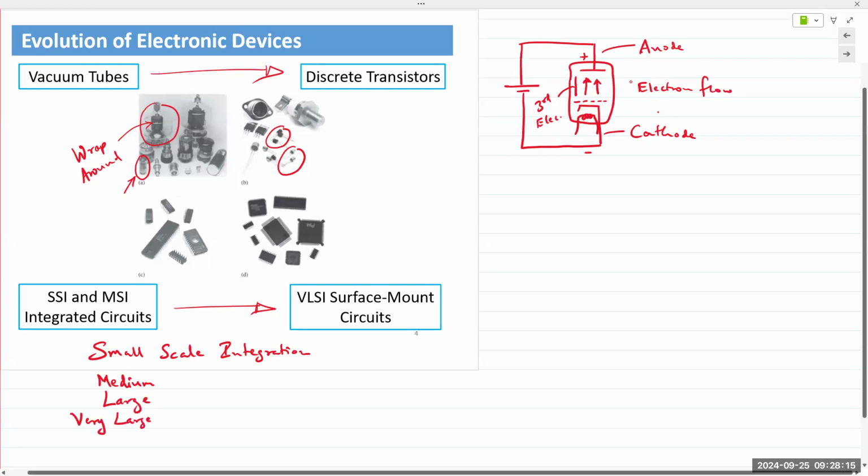Small, medium, large. It's like a McDonald's menu.